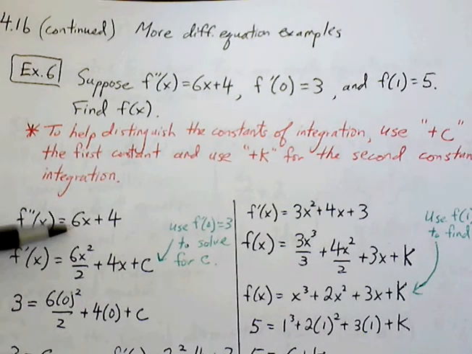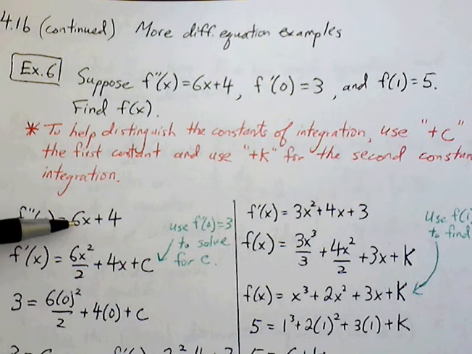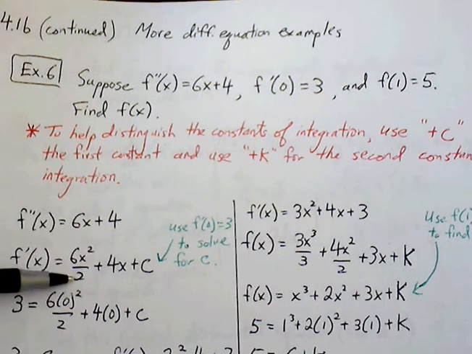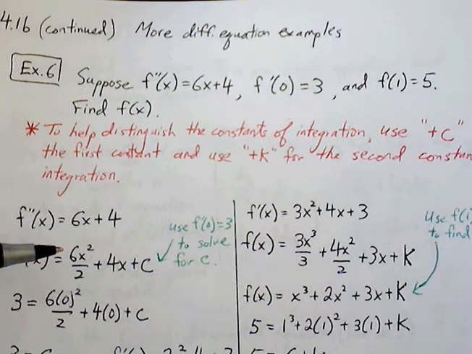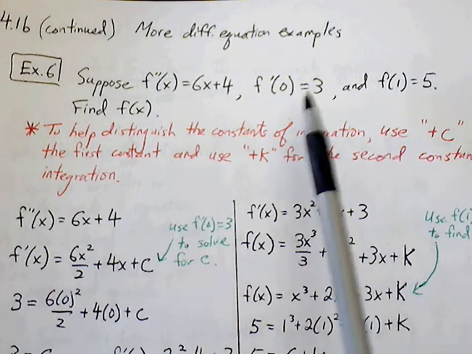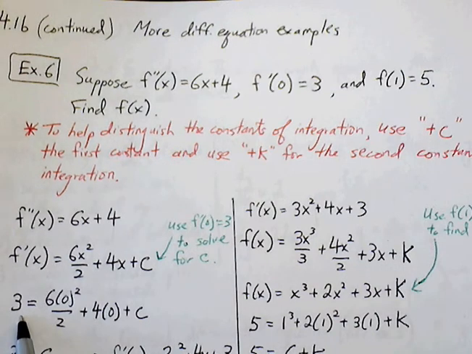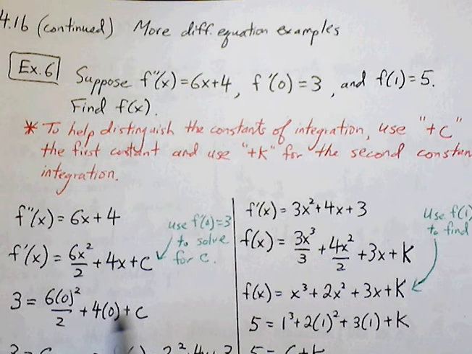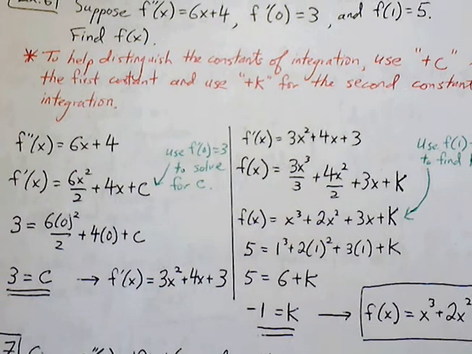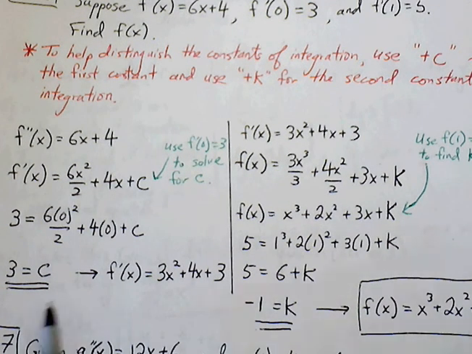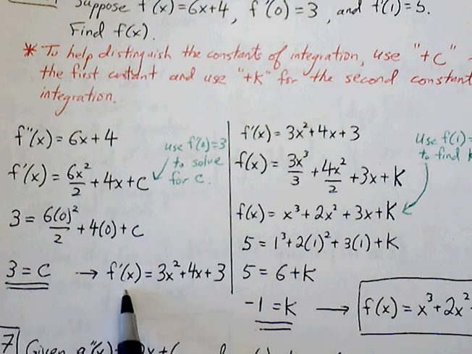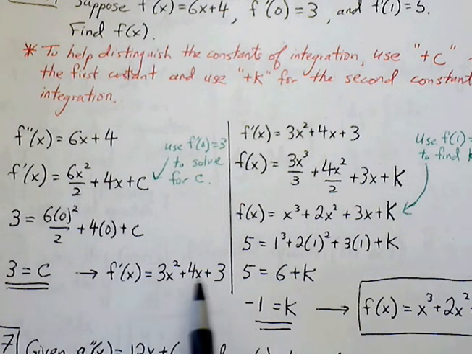Okay, so we start off with f double prime. To find f prime, we simply go through our integral process, using the power rule. So 6x squared over 2 plus 4x plus c. And now we're going to use f prime of 0 to help us solve for c, because we have an ordered pair from f prime. So plug 3 in for f prime of x, and plug 0 in for x, solve for c, and we get c is equal to 3. Now we have the specific f prime of x, being 3x squared plus 4x plus 3.